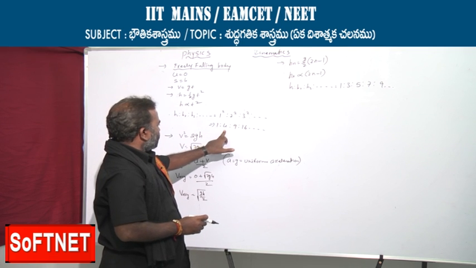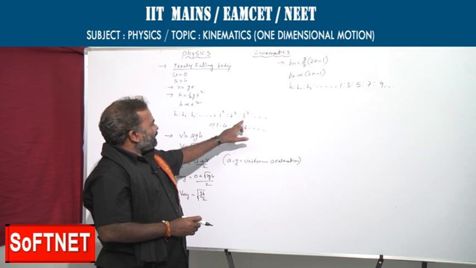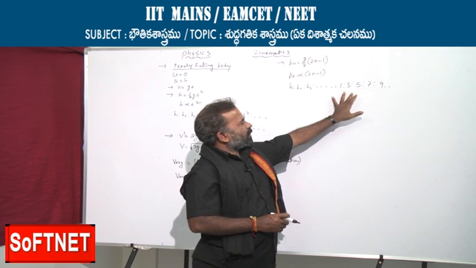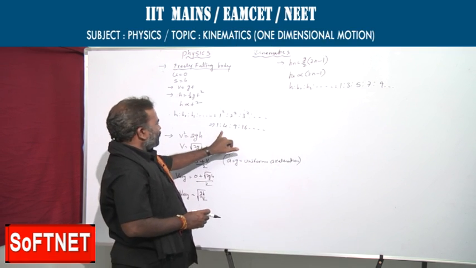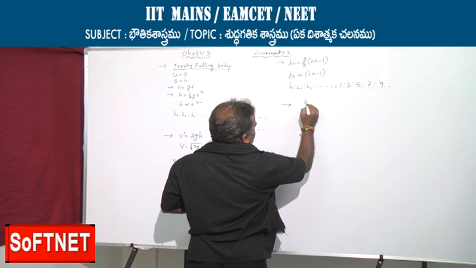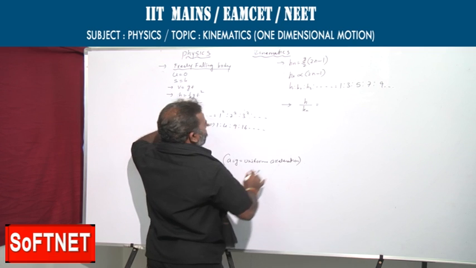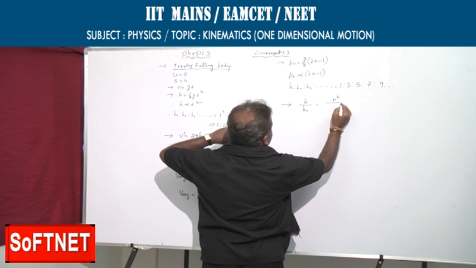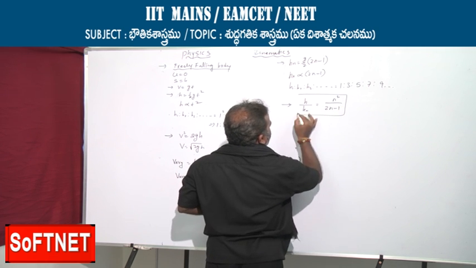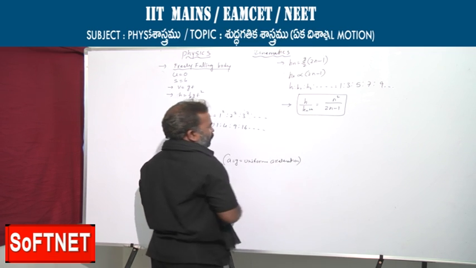What is the difference between these two? One is the ratio of heights covered in 1 second, 2 seconds, 3 seconds, which is 1:4:9:16. The other is the first second, second second, third second, which is 1:3:5:7:9. So from here we can write the relation: h is proportional to t square, which I will write as n square, and hn is proportional to 2n minus 1. So the relation between h and hn is n square by 2n minus 1.